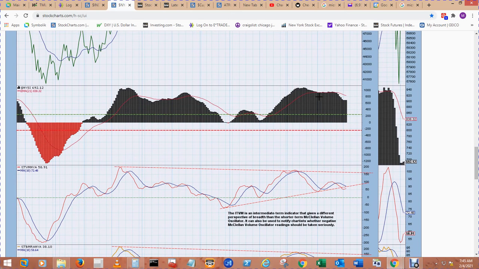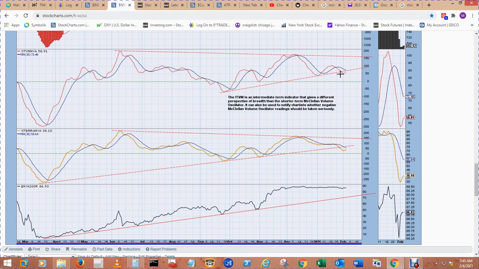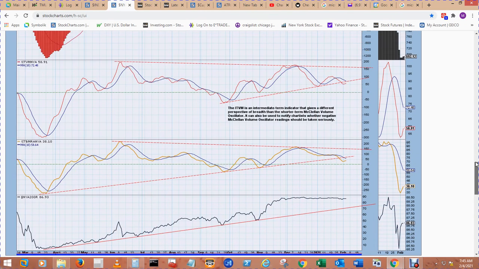Here's the New York Summation Index. It's derived from the McClellan cumulative of the New York McClellan oscillator. I'll go back and briefly explain all these. Here's the intermediate term volume for the NYA, the intermediate term breadth model for the NYA, and the NYA 200, which is the percentage of stocks that are above their 200-day moving average in the NYA.